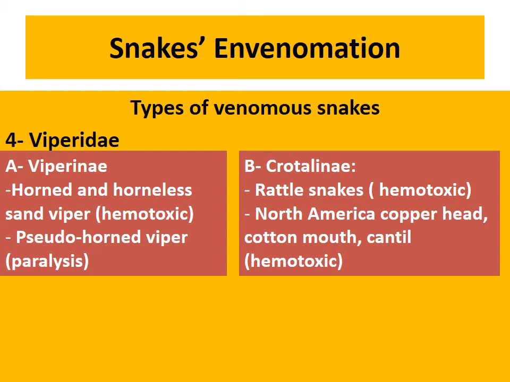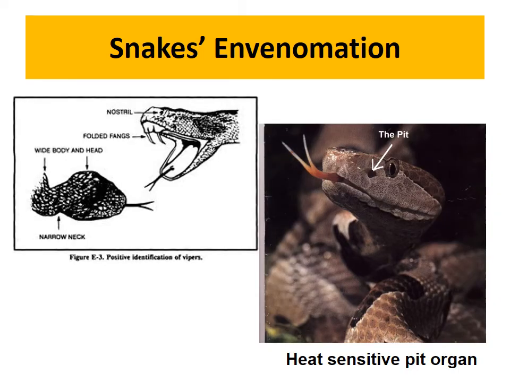The second subfamily is Crotalinae, to which the rattlesnake belongs. Rattlesnakes produce mainly a hemotoxic effect and are commonly endemic in the United States, not endemic in Egypt or Malaysia. The North American copperhead and cottonmouth snakes, producing hemotoxicity, also belong to this family. The shape of the head of this family is triangular with strong fangs located in front of the upper jaw. These snakes also have a heat-sensitive pit organ by which they can feel the heat of the body of the victim to start to attack it.